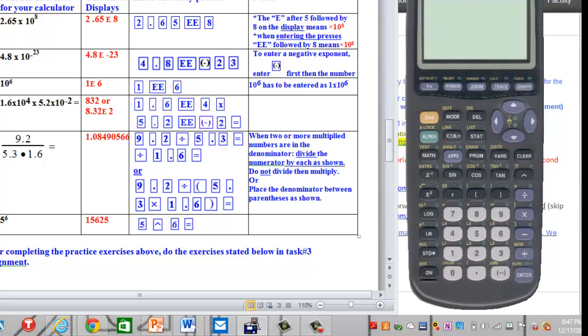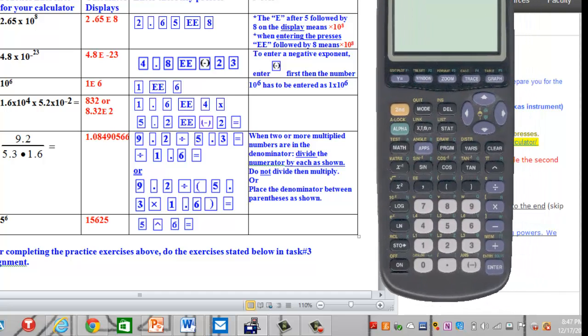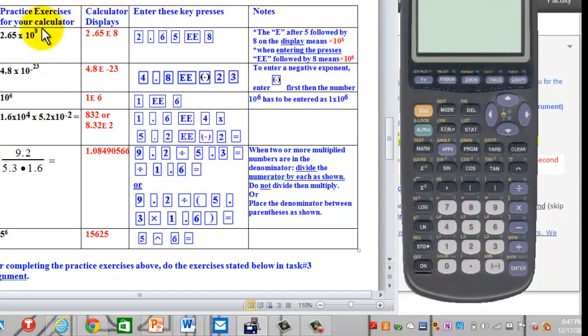Now in this video I'll be using a TI-83 Plus calculator, and I'm going to demonstrate those practice exercises from 1 to 6 on this TI-83 Plus calculator that I actually downloaded online. Okay, let me go ahead and turn on the calculator here.